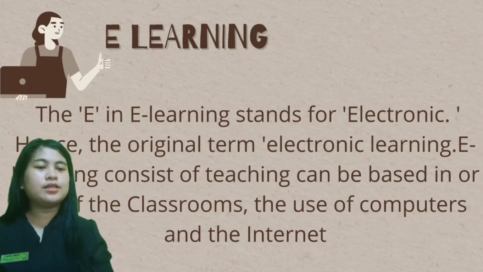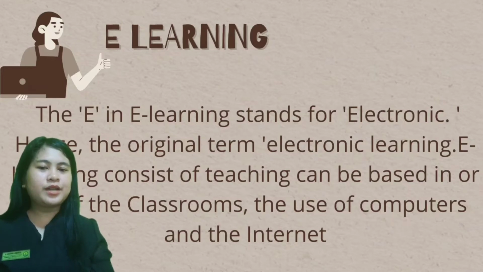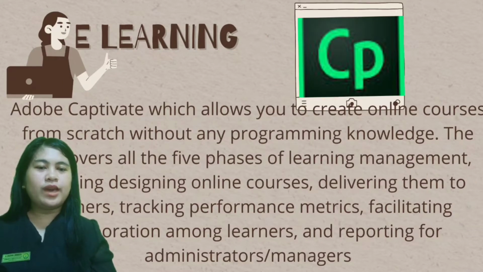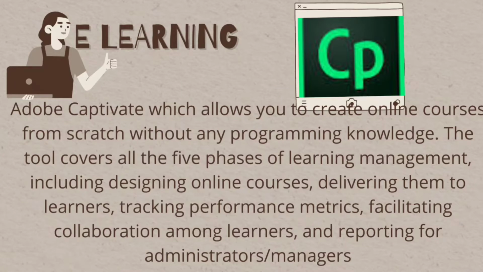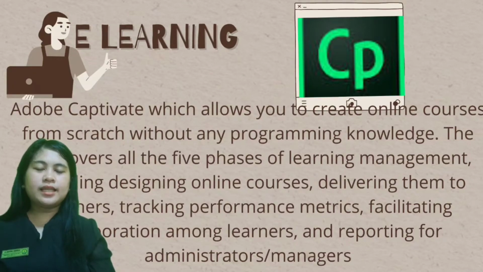So e-learning consists of teaching that can be based in or out of the classrooms, using computers and the internet. So we have here the samples of e-learning platforms. First is the Adobe Captivate. It allows you to create online courses from scratch without any programming knowledge. The tool covers all the 5 phases of learning management, including designing online courses, delivering them to learners, tracking performance metrics, facilitating collaboration among learners, and reporting for administrators and managers.